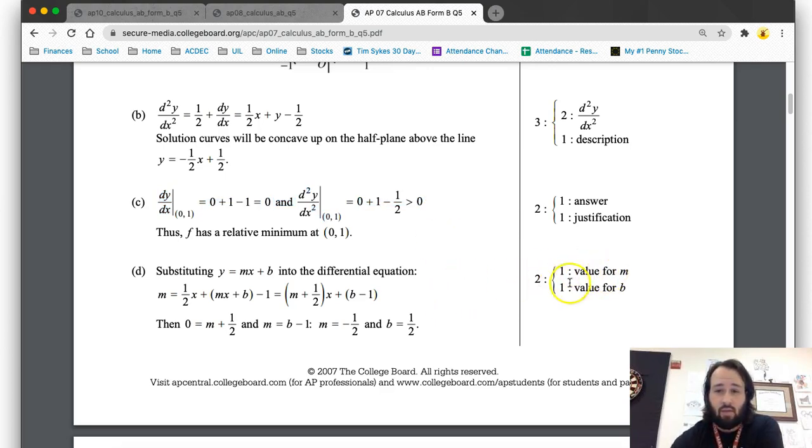Okay, value of m, value of b. They didn't necessarily need to see all of this work per se, but if you just make guesses at it, I don't know that they're going to give you credit for it. I certainly wouldn't. They did the same sort of idea where they look at it as two different parts: 0 equals m plus 1/2, and m is b minus 1. And then they solve for both of them.